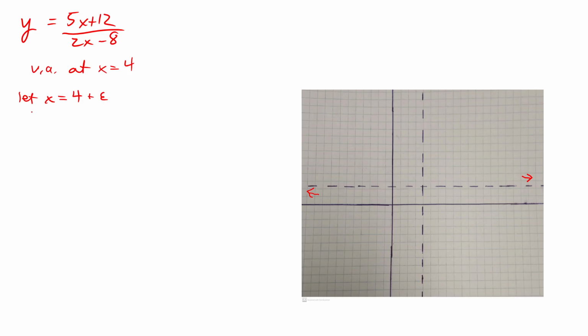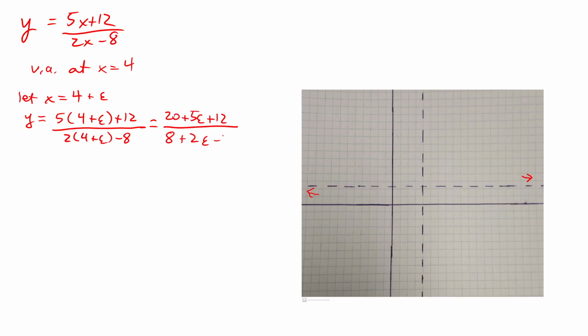If we let x equal 4 plus epsilon, then we see that y is equal to (5 times (4 plus epsilon) plus 12) over (2 times (4 plus epsilon) minus 8). Well, this is equal to (20 plus 5 epsilon plus 12) over (8 plus 2 epsilon minus 8). This is equal to (32 plus 5 epsilon) over 2 epsilon.